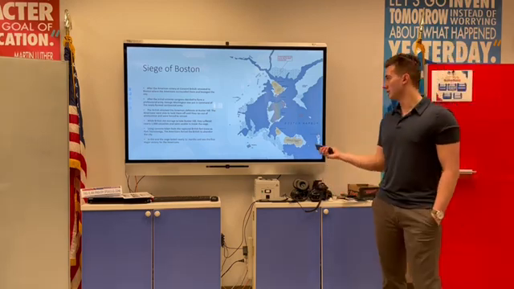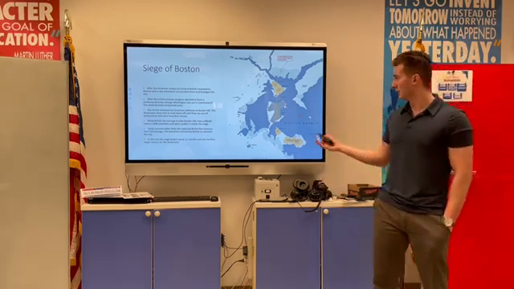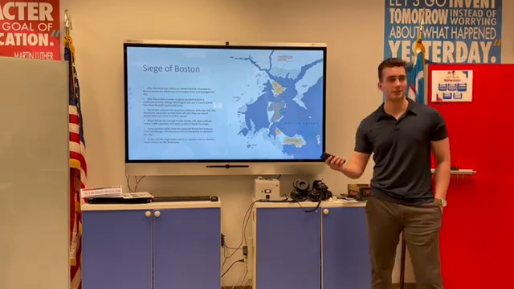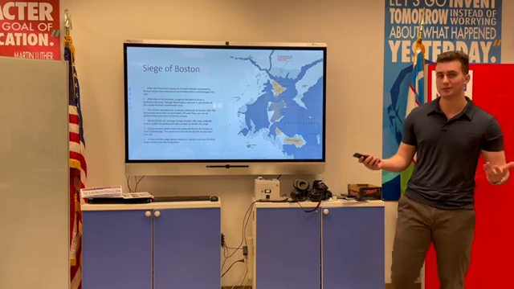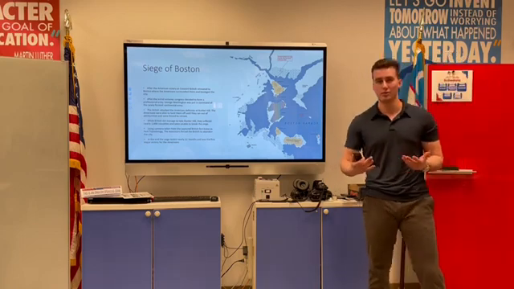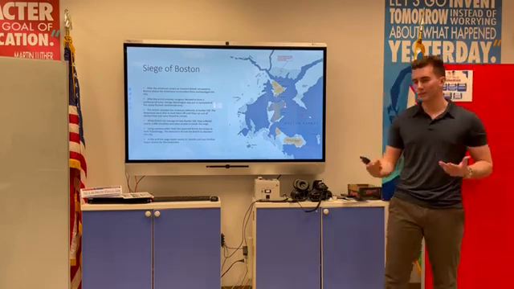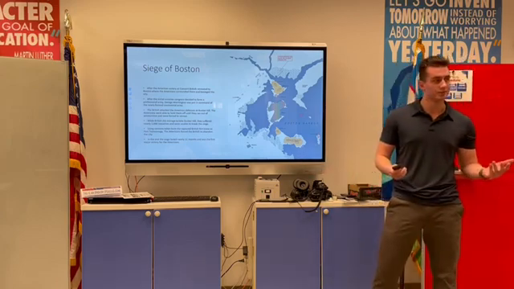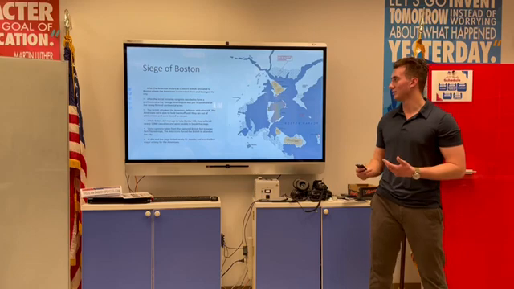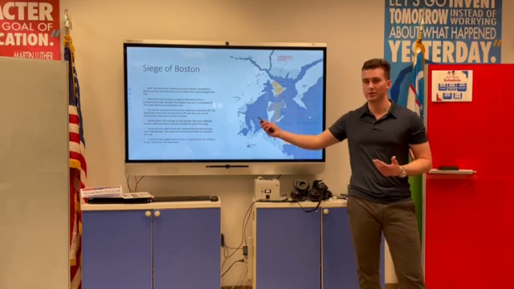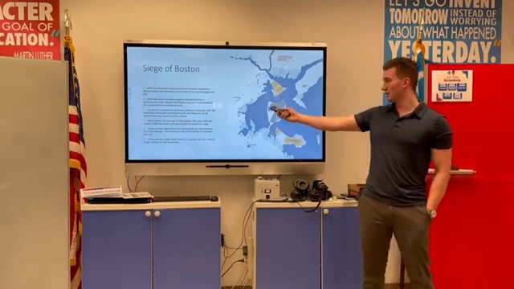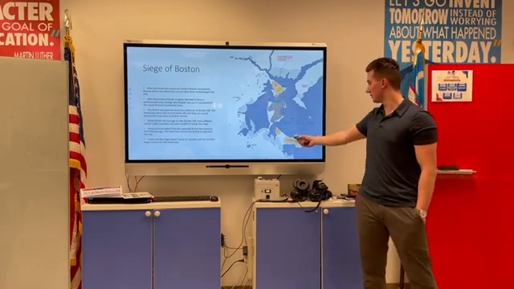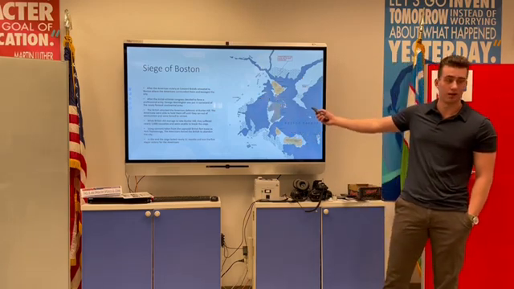Up until this point, the Americans didn't really have an army, right? They're just militia. Militia is basically just civilians with guns. They're not trained or professional. So the Continental Congress formally makes an army called the Continental Army, and George Washington is put in command. Okay, so now the Continental Army is surrounding Boston.